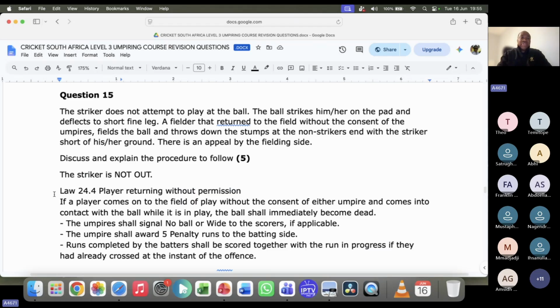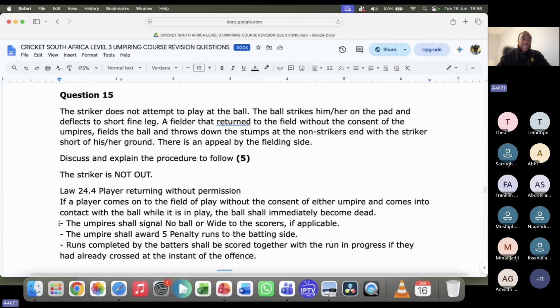Law 24.4 talks about a player returning without permission. It says that if a player comes onto the field of play without the consent of either umpire and comes into contact with the ball while it is in play, the ball shall immediately become dead. So nothing that happens after that is valid. Okay, so the umpires shall call or signal no ball or wide to the scorers if applicable.